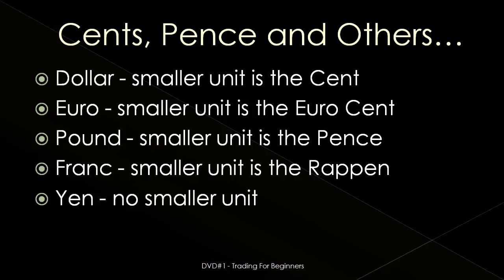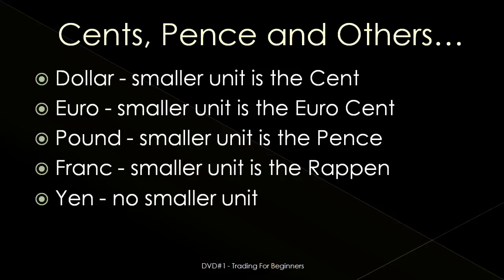Now, as we discussed earlier, the dollar has a smaller unit known as the cent. Now, not all currency pairs use cents. For the US dollar, the Australian dollar, Canadian dollar, anything that has a dollar with it, the smaller unit is known as the cent. For the euro, the smaller unit is known as the euro cent. For the pound, the smaller unit is known as the pence. The franc, the smaller unit is known as the rappen. 100 rappens makes 1 franc. And as we have seen earlier, the yen has no smaller unit. 1 yen cannot be broken down into any smaller units like cents.